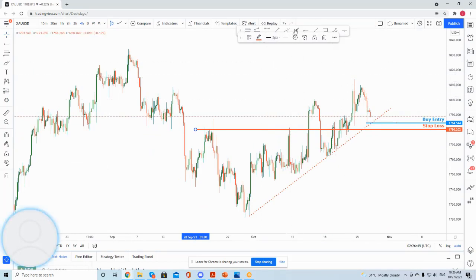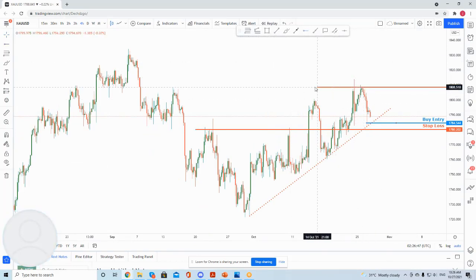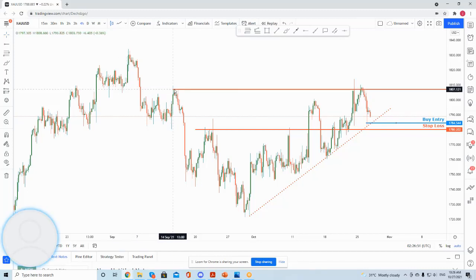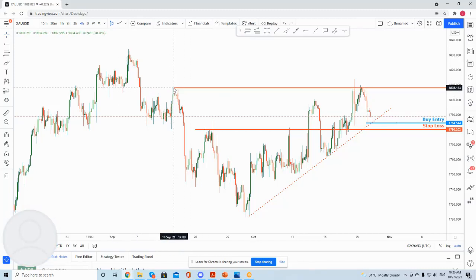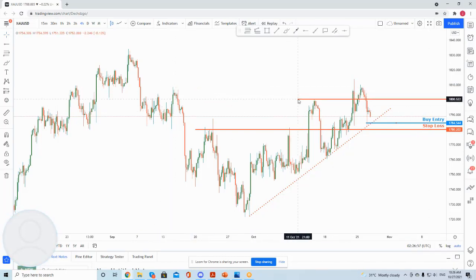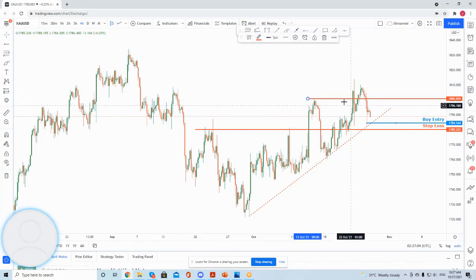Next, what you want to do is put your take profit level, and your take profit level can be around this area. It's a graphical swing high level, or if you want to be safer, you can put it around here. Both give a pretty good risk reward ratio of 1:2 to 1:3. I'm a pretty safe trader, so I'll put it at about 1800.